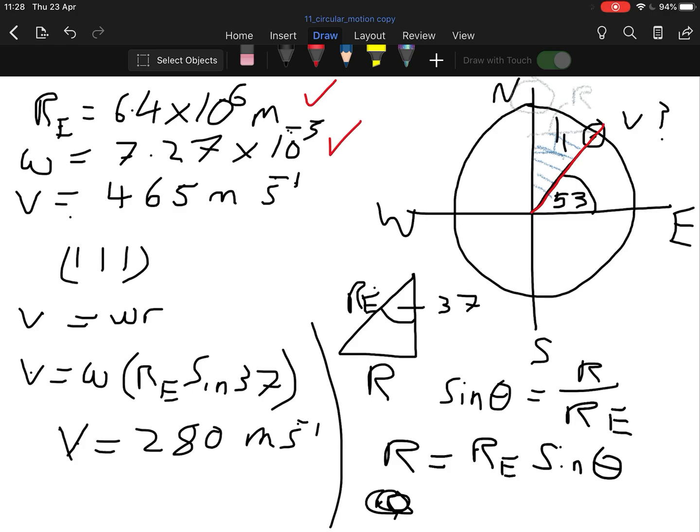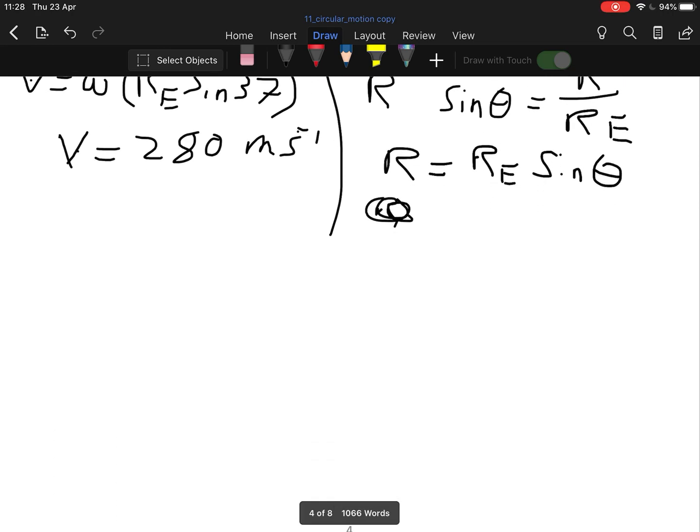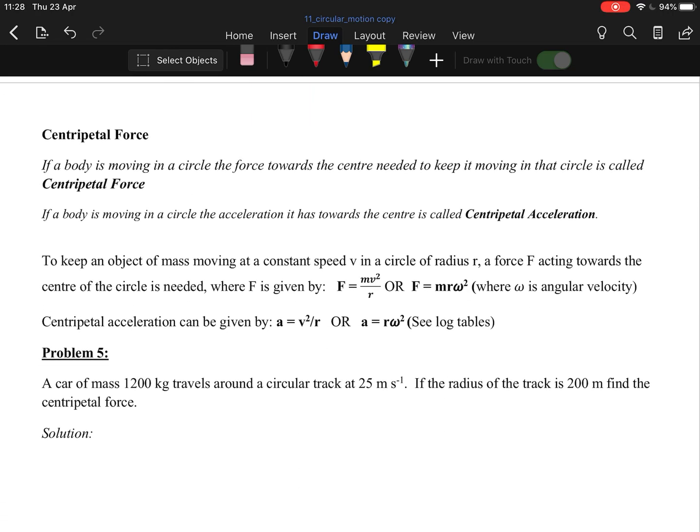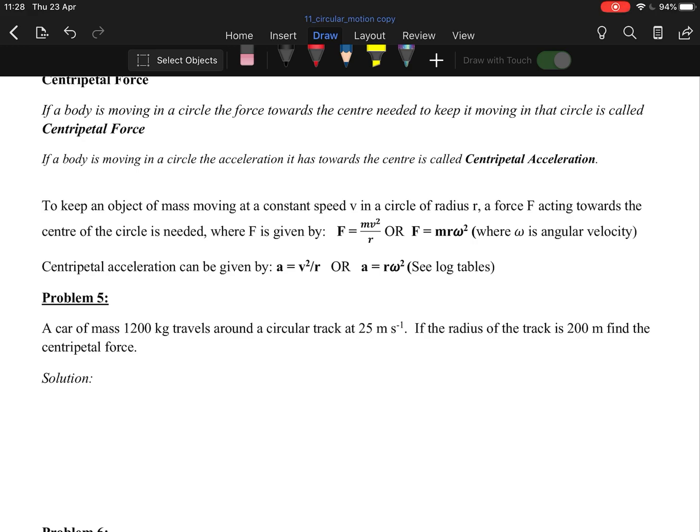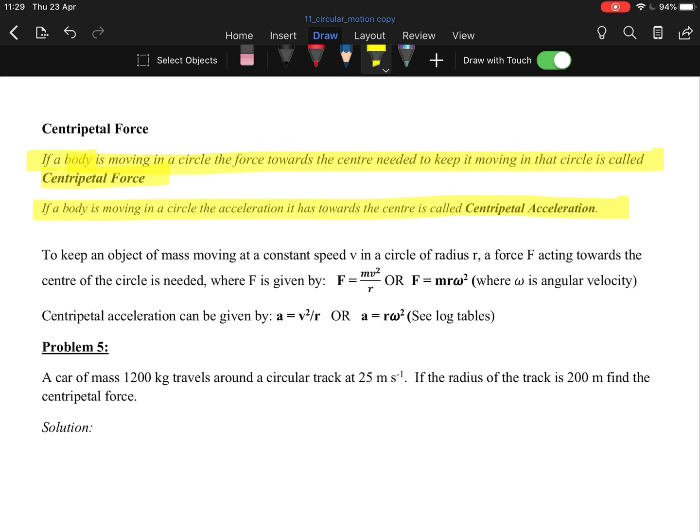Okay? All right. So the last thing we're going to look at now is centripetal force. And I'll do the 2 questions and we leave it at that, because then you can look at part 2 to get the rest of it. So centripetal force. If a body is moving in a circle, the force towards the center needed to keep it moving in that circle is called centripetal force. If a body is moving in a circle, the acceleration it needs is called the centripetal acceleration. All right, so you need to know the 2 of them.